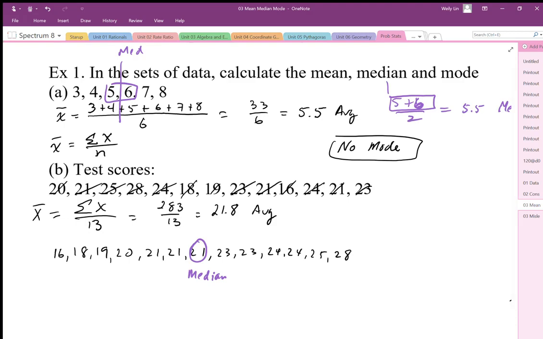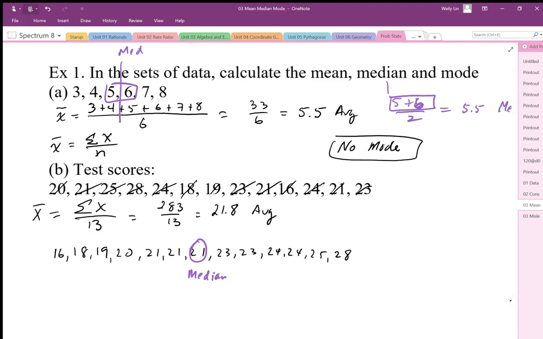Now with an odd set, we take the middle. With an even, we average it out. An easy way to figure out what the middle is, we just take the total set and we divide by 2 and add 0.5. So if I divide 13 by 2, I get 6.5, and I add 0.5, I get 7. Okay, that gives me my 7th score. Here I have 6. So I divide by 2 is 3 and add 0.5. So I'm going to have the score in the middle of 3 and 4. Okay, so that's maybe a trick you can use to find the middle score.